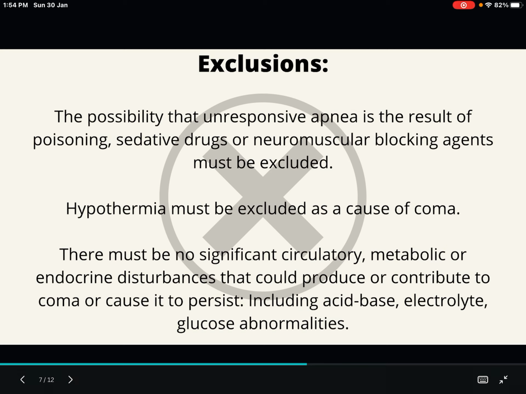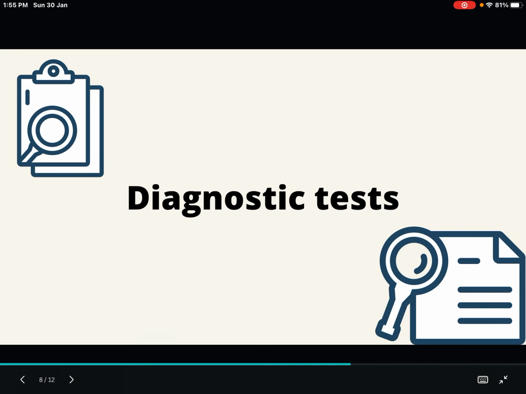The second one is that hypothermia must be excluded as a cause of coma. The patient is in coma, but the coma should not be due to hypothermia. That we have to rule out. And there must be no significant circulatory, metabolic, or endocrine disturbance that could produce or contribute to coma or cause it to persist. For example, any acid-base imbalance, electrolyte imbalance, or glucose abnormalities. A hypoglycemic state will also look like a coma condition. So these are the 3 important exclusions that we have to look at before diagnosing a patient as brain dead.